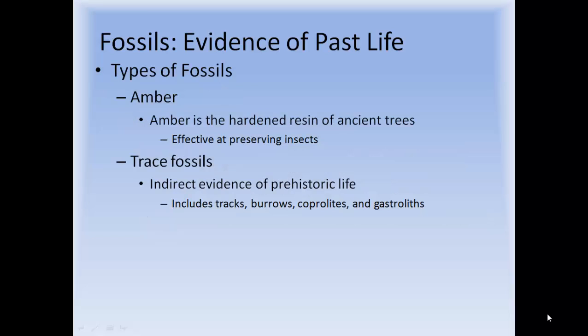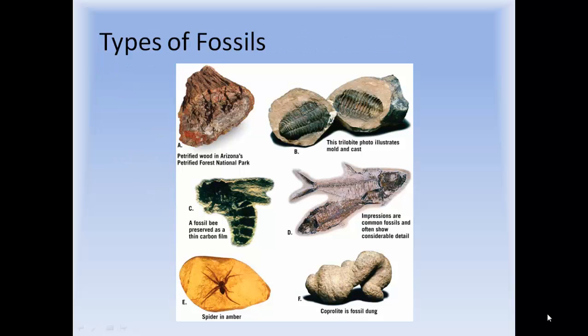Amber is the hardened resin of ancient trees, very effective at preserving insects. Trace fossils are indirect evidence of prehistoric life. They could be tracks, burrows, coprolites or animal dung, and gastroliths, or stomach stones that reptiles use to grind up food. So here's a picture of petrified wood.